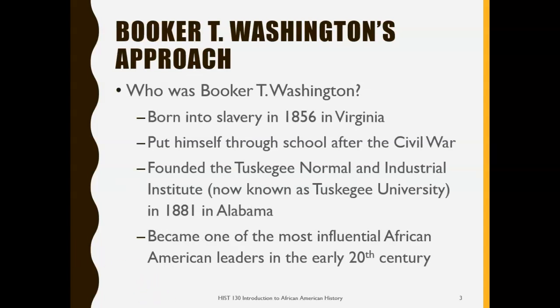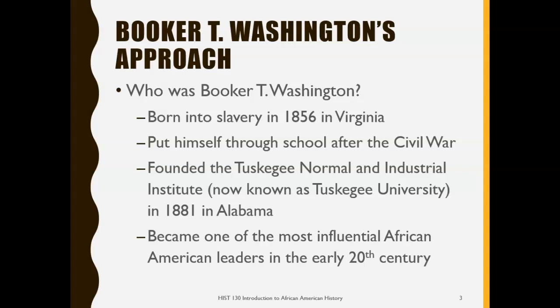First of all, who was Booker T. Washington? So most people know the name, but they don't really know who this person was. Booker T. Washington was born as a slave in Virginia in 1856. He put himself through school after the Civil War, so he had to pay the tuition himself at Hampton Institute. We know the story because he wrote a book about that.